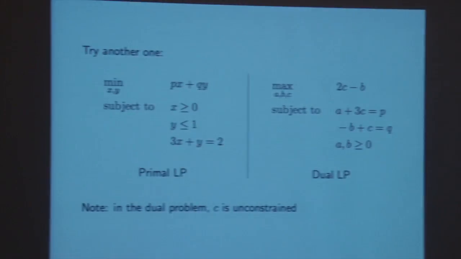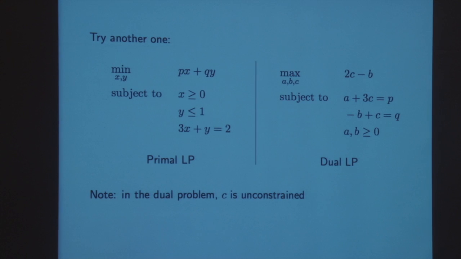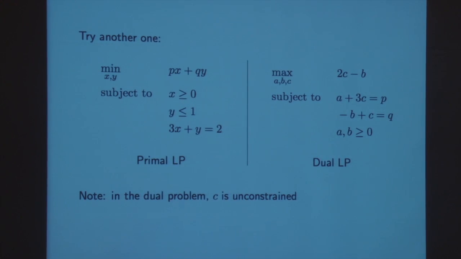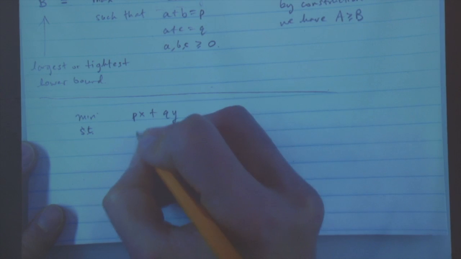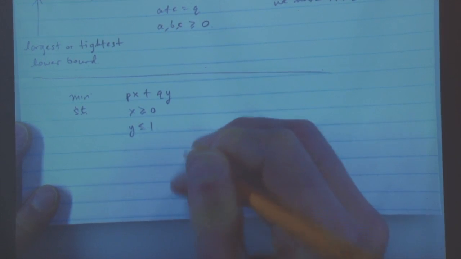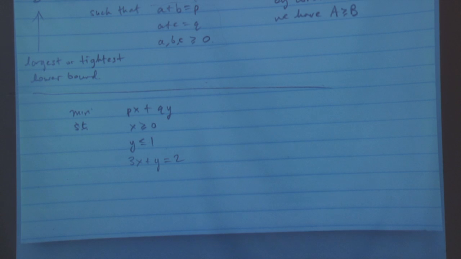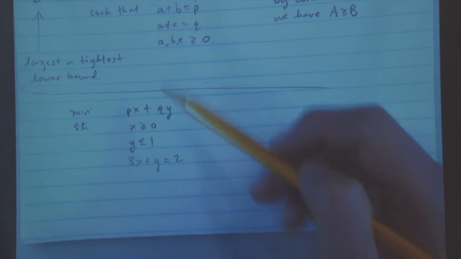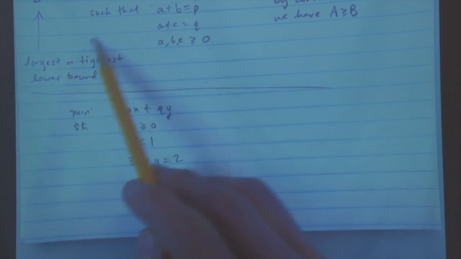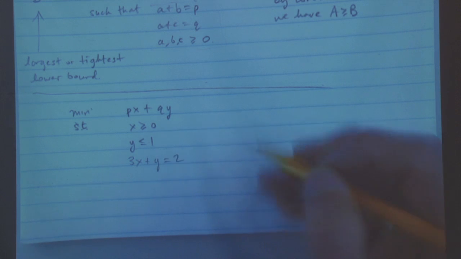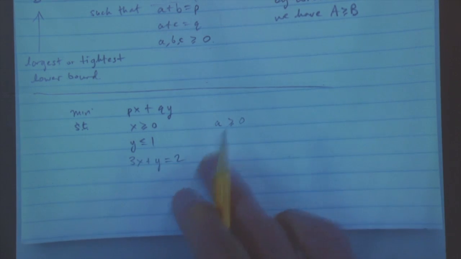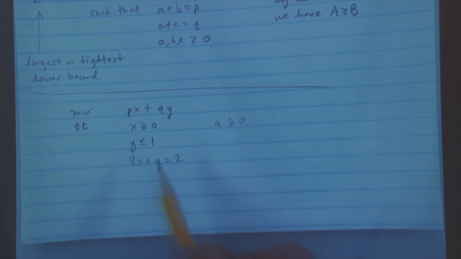Okay, let's keep going. Let's try one more. I'm just going to change the constraints a bit. So now I'm minimizing px plus qy again, subject to x being bigger than or equal to 0, y being less than or equal to 1, and 3x plus y being equal to 2. So how do I handle that one? I'm going to introduce multipliers again. And these multipliers we call dual variables for exactly the reason that they are going to form a dual problem for us eventually. So I'm going to introduce 3 dual variables. Here I'll introduce a. It's going to be positive. What do I have to do here? I'm going to eventually add multiples of these constraints together. This one has the opposite direction to this one, so what do I have to do here?